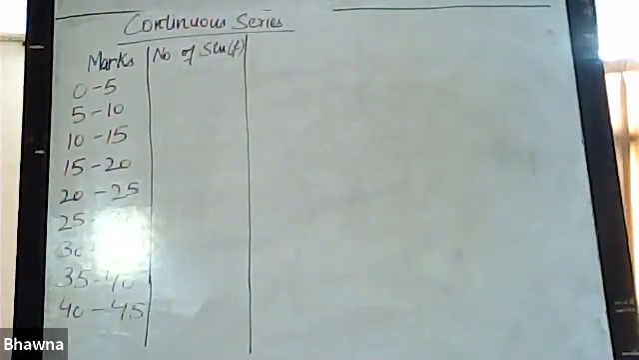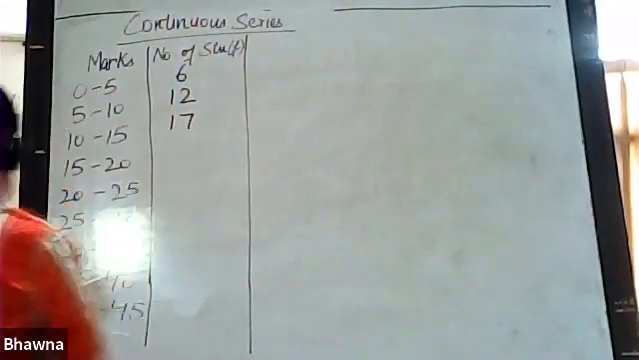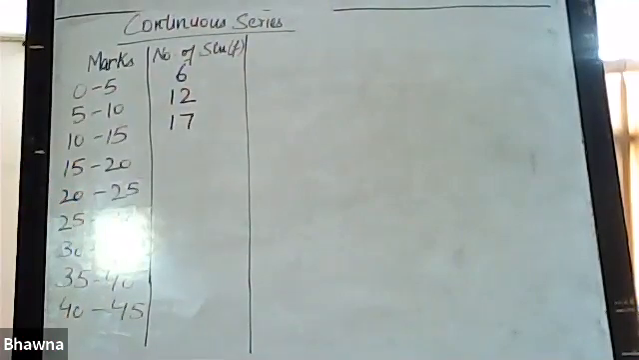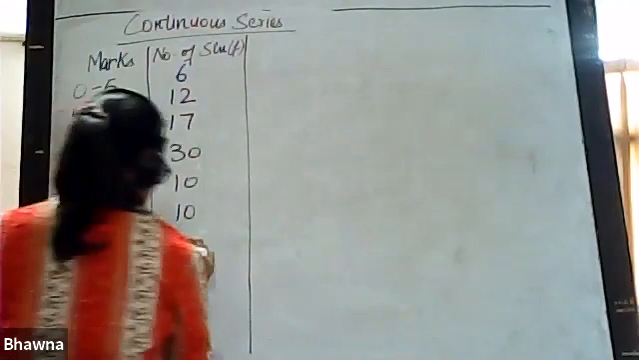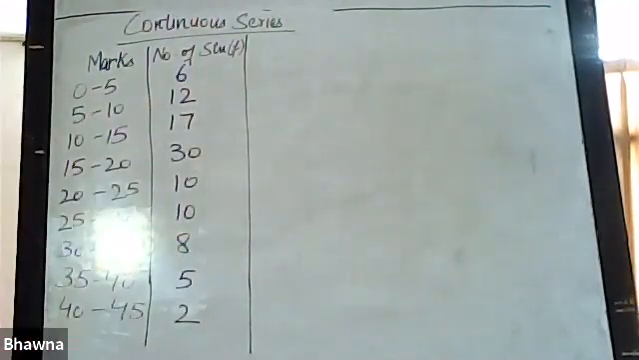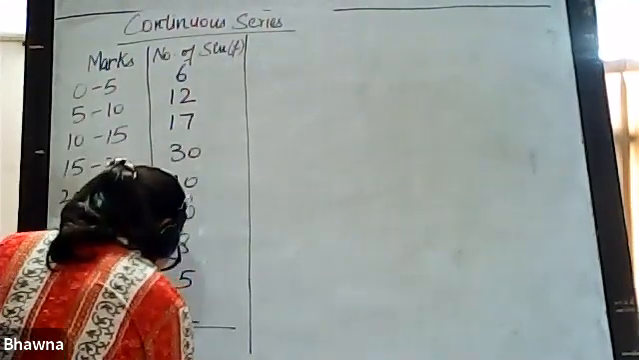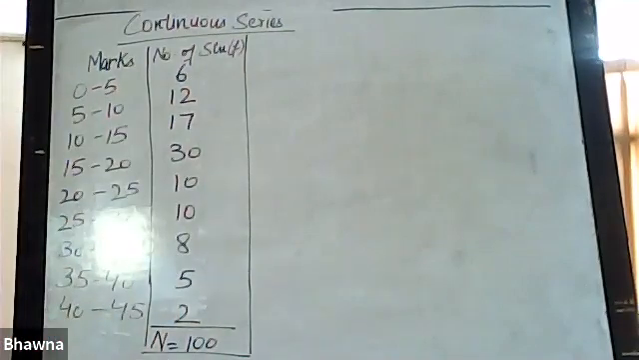The number of students or frequency is also given there, that is 6, 12, 17, 30, 10, 10, 8, 5 and 2. Now sum up all the observations to calculate the value of n, which is equal to 100.